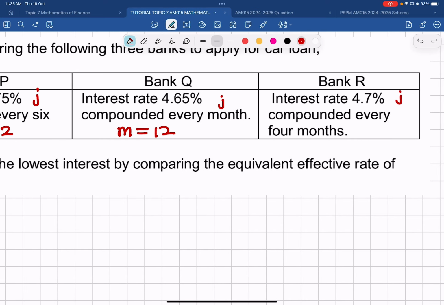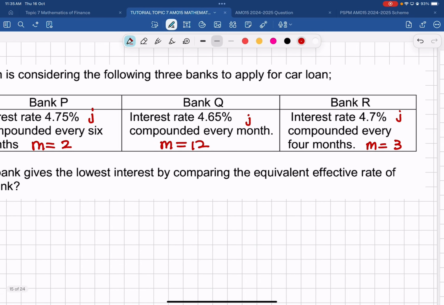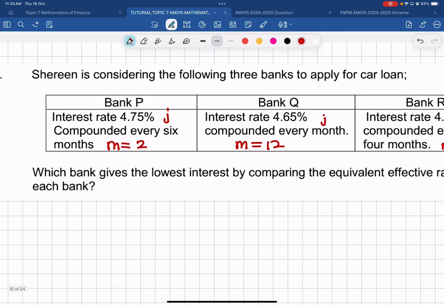4.75% compounded every 4 months means 12 bahagi dengan 4. 3. Alright. Now what? Which bank give the lowest interest by comparing the equivalent effective rate of each bank?